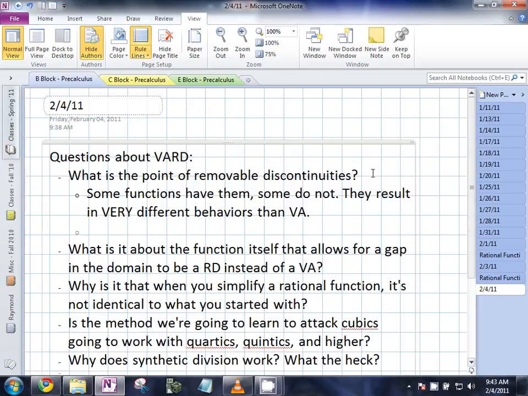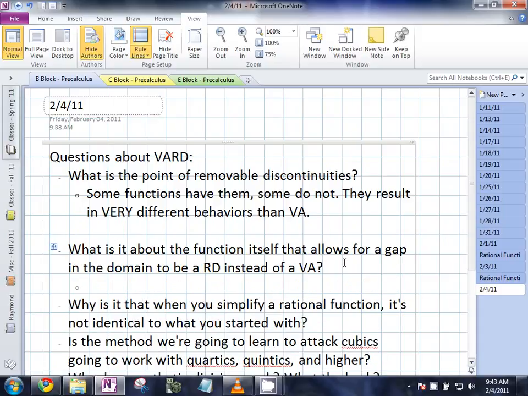You can't have both at one x value. There could be a removable discontinuity over here and a vertical asymptote over there, but they can't be at the same place. Like at x equals 2, you could have a vertical asymptote or a removable discontinuity, or the function could be just fine. You can't have both. One precludes the other. They're mutually exclusive. One of them is an open dot, and one of them is going like this.